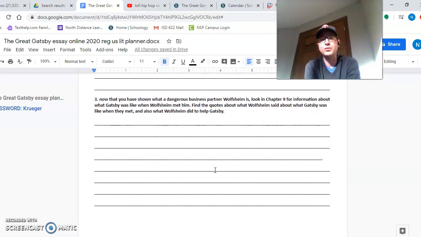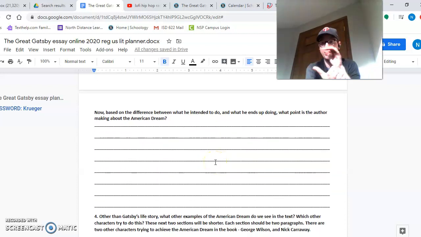Now, Wolfsheim also in chapter 9 talks about what Gatsby was like when he met him, right? So we know and have proved Gatsby wanted to earn his money the right way, was willing to work really hard. But here in chapter 9, I want you to look for information about what Gatsby was like when he first met him. Okay. And I will give you another kind of search word to look up on that one. I just had neglected to put it, but I will put it on there. Something else to look at in chapter 9, because it talks about what Gatsby was like when he first met him, right? And Gatsby was not in a good spot.